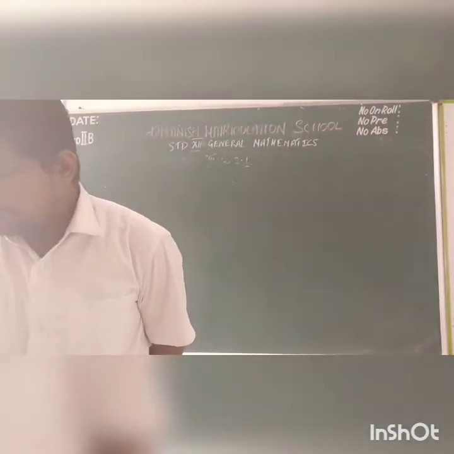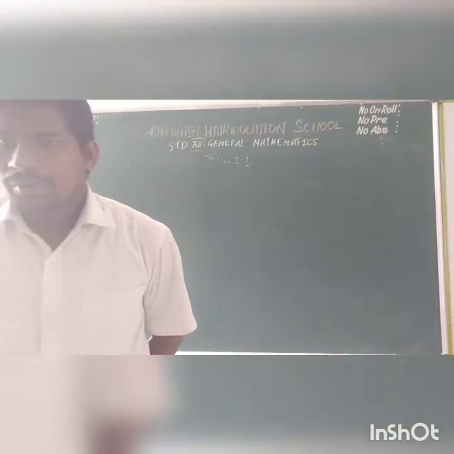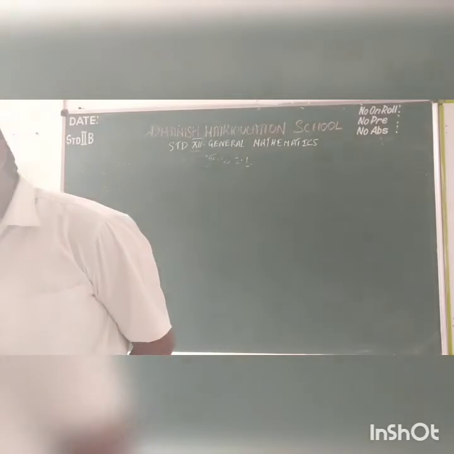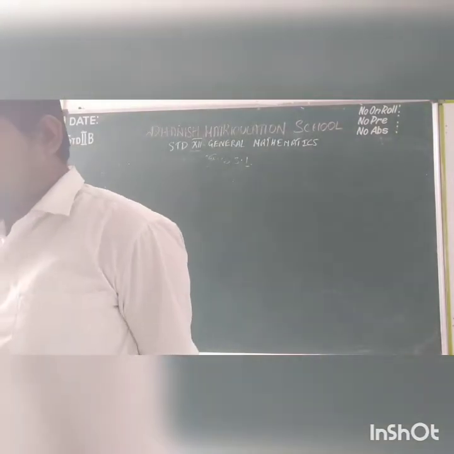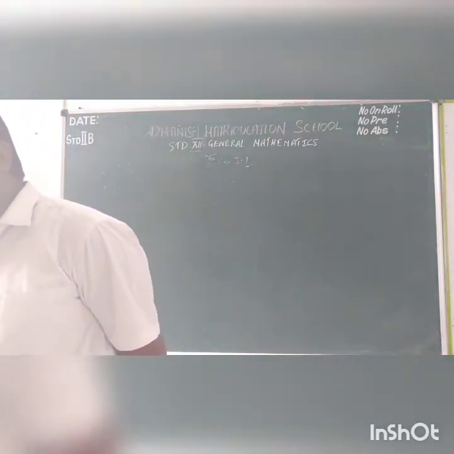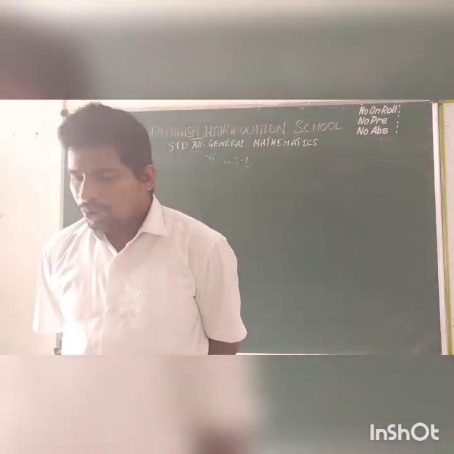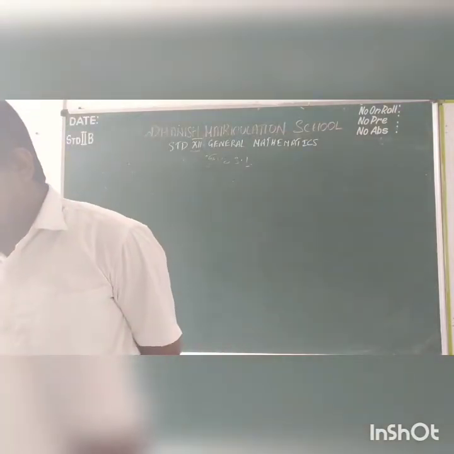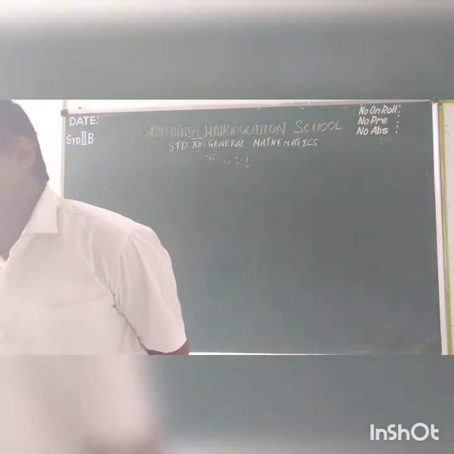Exercise 3.1, problem number 9. Look at your book, problem number 9, exercise 3.1. If P and Q are the roots of the equation Lx square plus Nx plus N equals 0, then show that root P by Q plus root Q by P plus root N by L equal to 0.